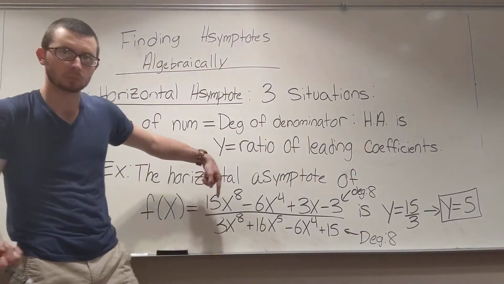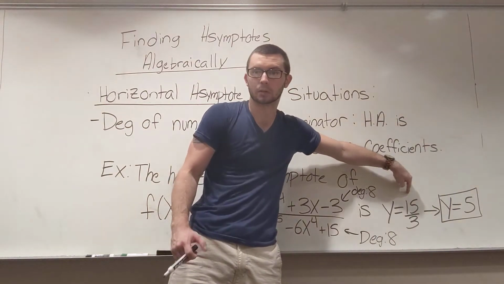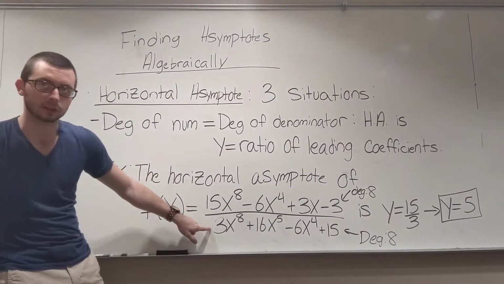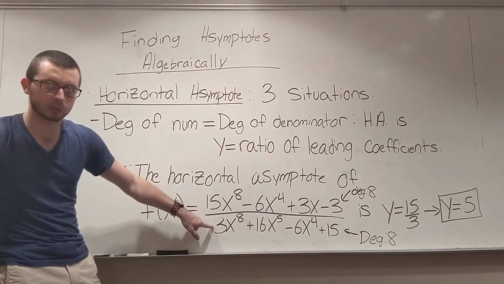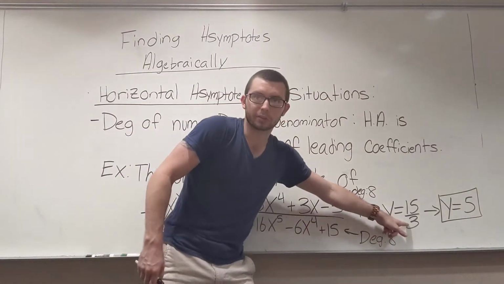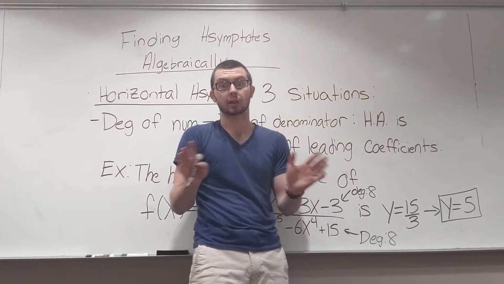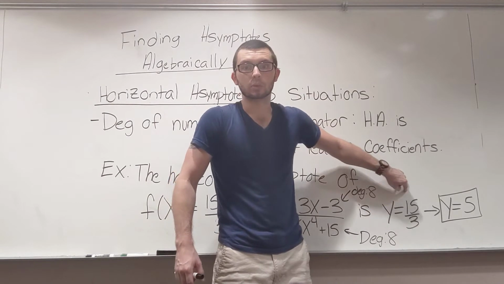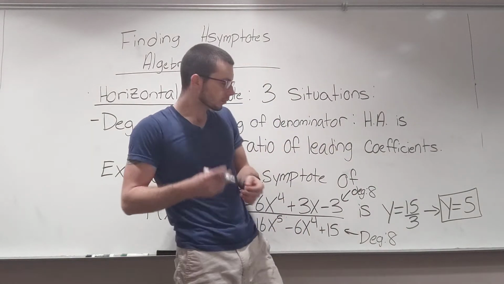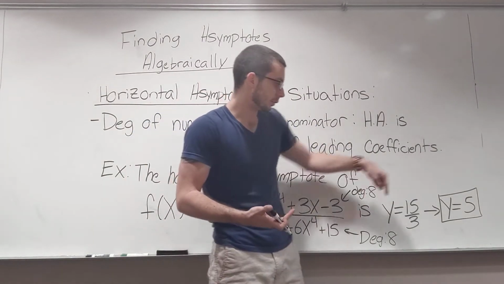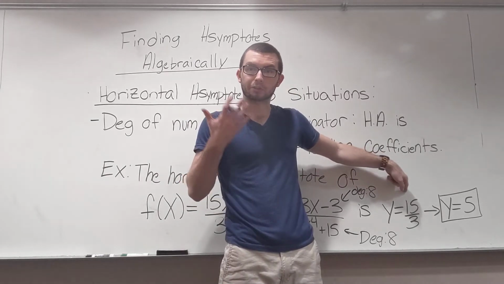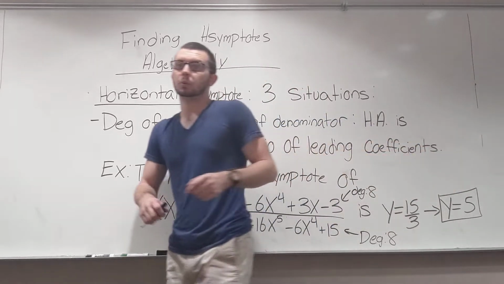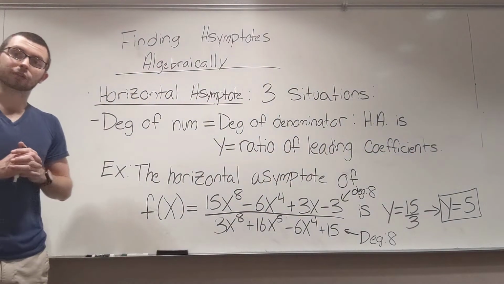It's 15. Well, hey, look at that, 15 pops up over here. That's not a coincidence. That's the reason why 15 is over there. And the leading coefficient in the denominator is 3. Well, again, look at that, 3's in the denominator over here. Again, that's not a coincidence. So remember, this is y is equal to 15 over 3. And it just so happens 15 over 3 simplifies simply to just 5. So that's why I have 5 here. So y equals 5 would be our horizontal asymptote for that problem.